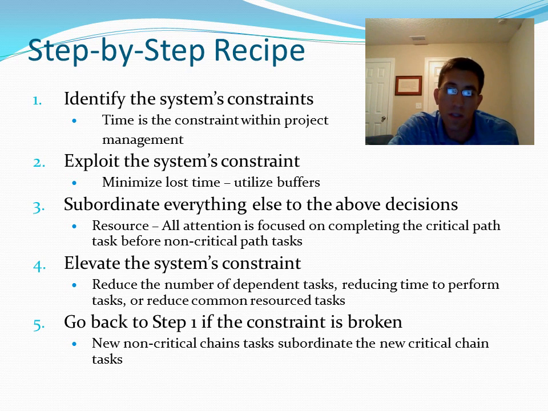Step 4 is to alleviate the system's constraints. Some examples of this are reducing the number of dependent tasks, reducing the time to perform these tasks, or reducing common resource tasks altogether. Step 5 would be to go back to step 1 if the constraint is broken. It is critical not to let new non-critical chain tasks subordinate the new critical chain tasks. This goes back to resource buffers.